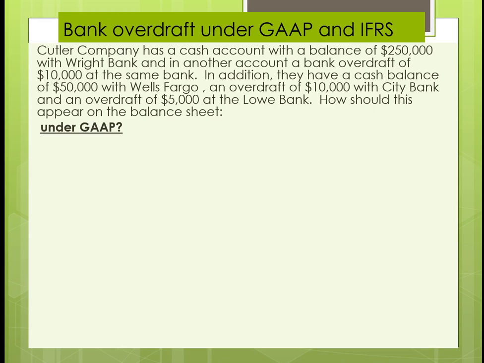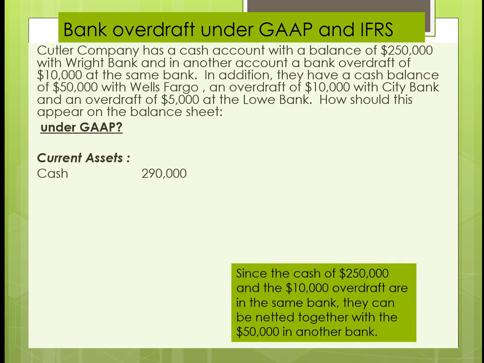We have a company that has cash in a number of accounts, including $250,000 with Wright in one account and an overdraft of $10,000 at the same bank. In addition, they have a cash balance of $50,000 with Wells Fargo, an overdraft of $10,000 with Citibank, and an overdraft of $5,000 at Lowe's Bank. How would this appear on the balance sheet under GAAP?